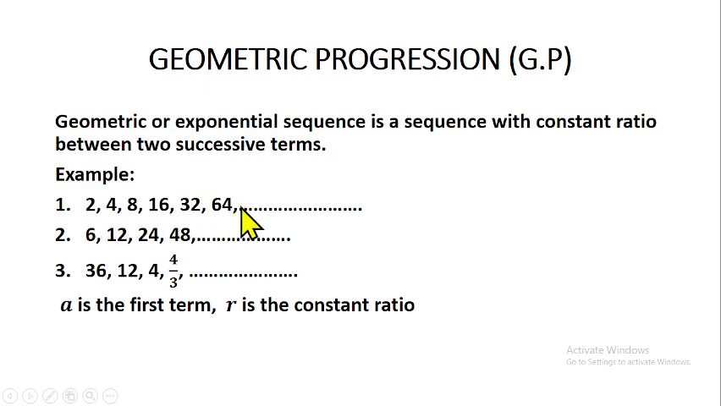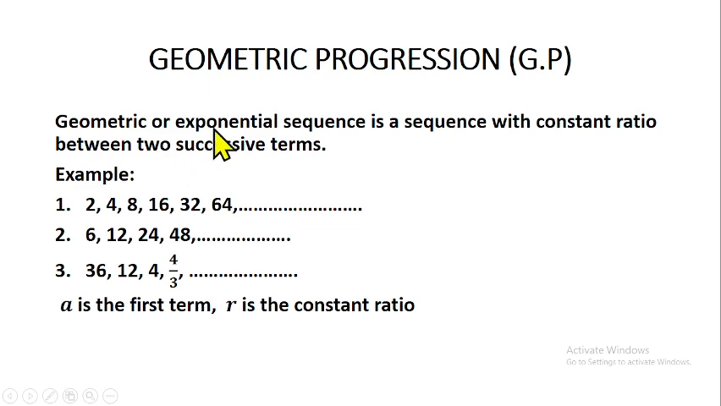I want to ask you a question. Does this sequence belong to AP, arithmetic progression? No, it does not belong to AP because it does not have a common difference. 4 minus 2 is 2. 8 minus 4, is it 2? It's 4, so it's not equal to 2. 16 minus 8, is it 2? No, it's 8. So this sequence does not belong to AP. Rather, it belongs to geometric progression because it has a constant ratio between two successive terms.